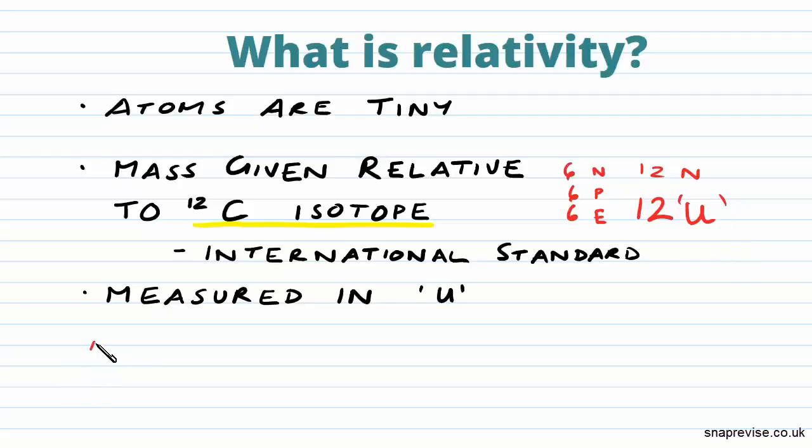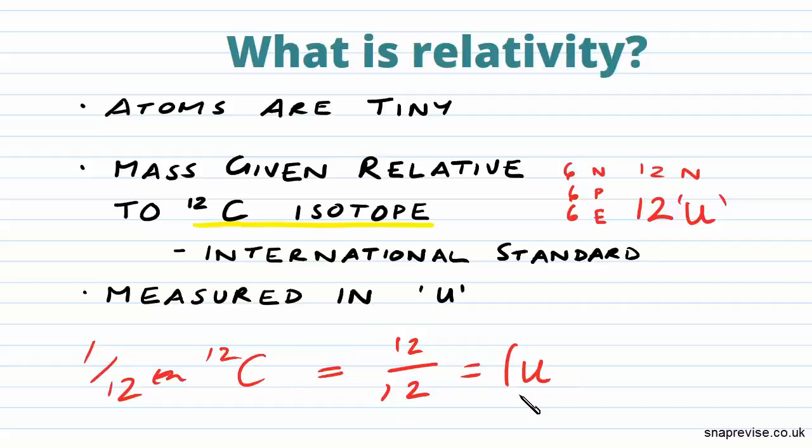Therefore, 1/12 of carbon-12 will have a mass of what would be 12 divided by 12, which is 1 u. So you can see here, this allows us to give the masses of other things relative to carbon-12. Now, this concept of u might be a little bit complicated, and I'm only explaining it to give you a bit of context on exactly how we calculate the relativity. But what's essential that you know is that we give the masses relative to carbon-12.